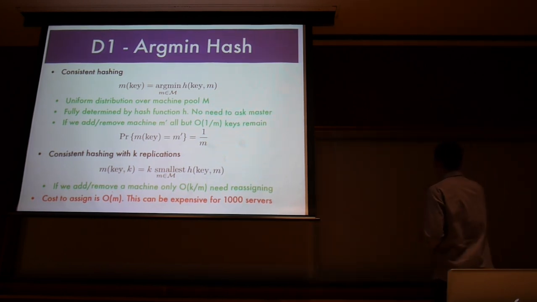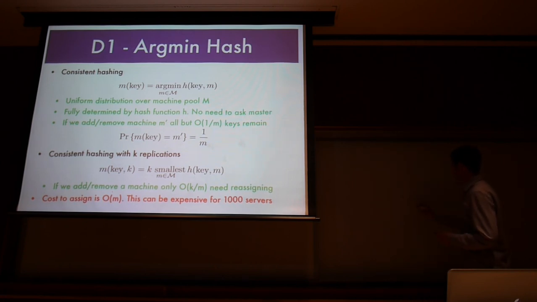So let's say these are all of our machines. And I have a particular key X. And I compute the hash of X and the machine ID, and I get some numbers out of it: 2, 4, 9, 1, 6, 3, 5, whatever. So obviously, I'm going to pick this machine here to store the key.